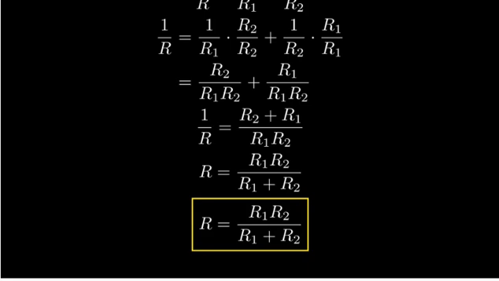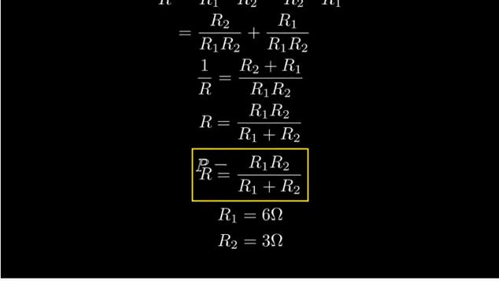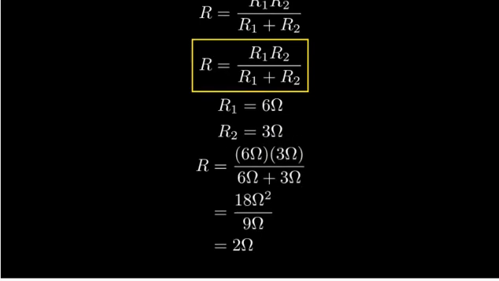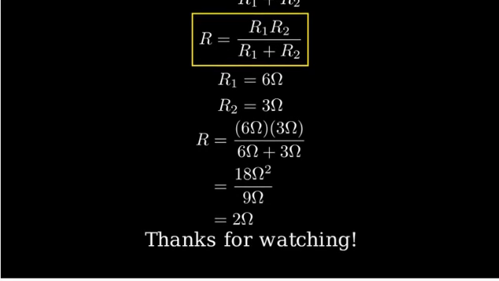Let's see a quick example. If R1 equals 6 ohms and R2 equals 3 ohms, then the equivalent resistance would be 6 times 3 divided by 6 plus 3, which equals 18 divided by 9, which equals 2 ohms. And that's how we derive and use the formula for equivalent resistance in parallel circuits.